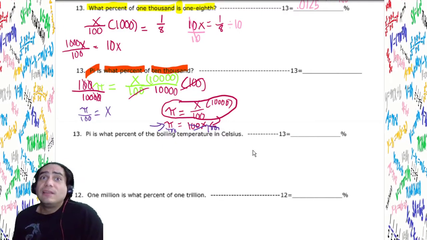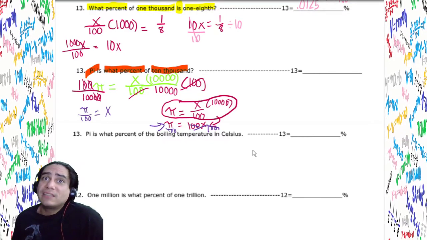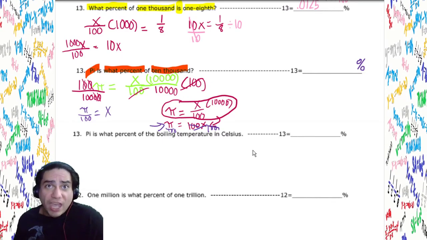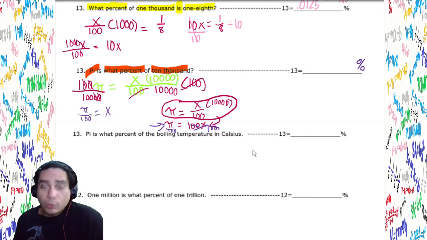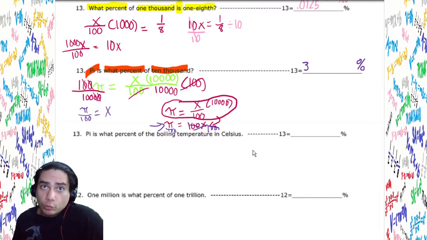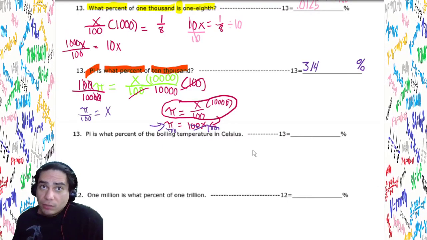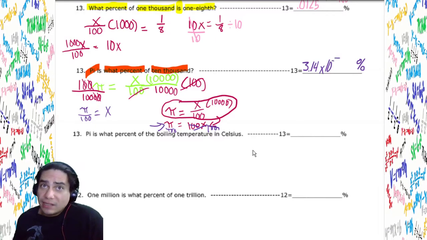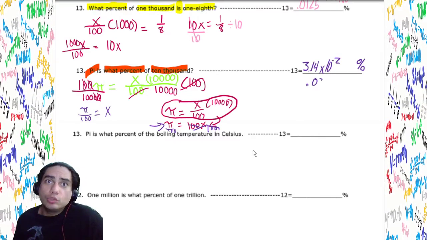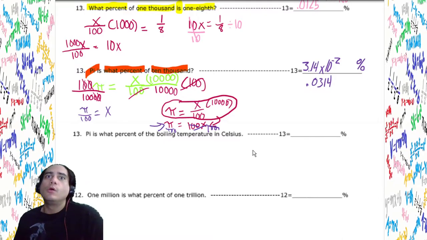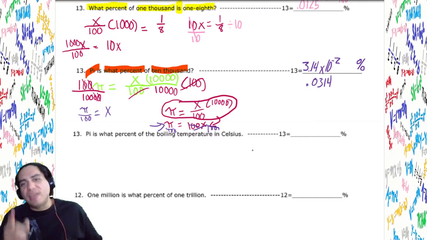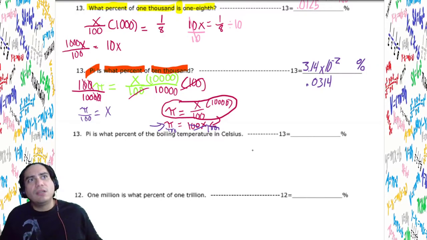Now, there is one big problem here. I don't like this. This is an old school problem, I could tell, because they made an error right here. Since they ask you what percent, and they didn't put the percent symbol here, some people get confused. But the correct answer is 13.4 times 10 to the negative second. Of course, some of y'all want to use that standard notation. We got 0.0314. But it's very important that you answer what the question is asking, because if you do, you're never going to get these wrong.